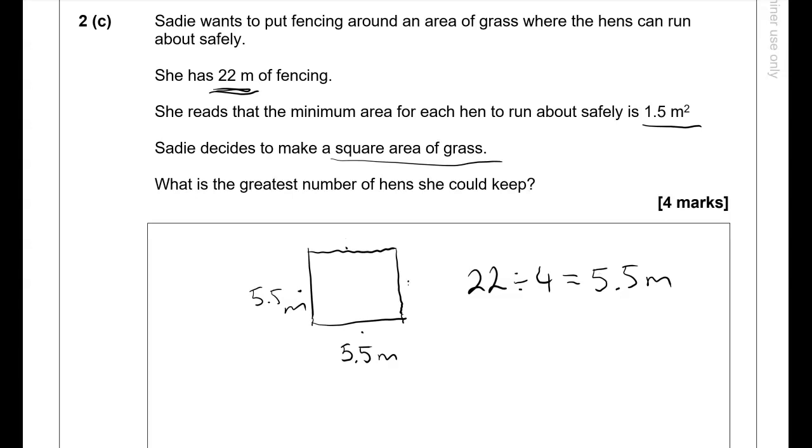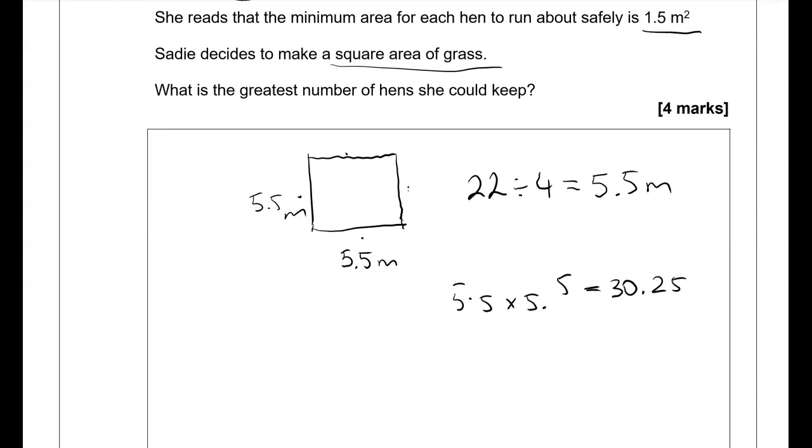Now one hen needs 1.5 square meters, but how many square meters are there in total in this square area? So we're going to do 5.5 times 5.5, which gives us 30.25. So that's in total the area.